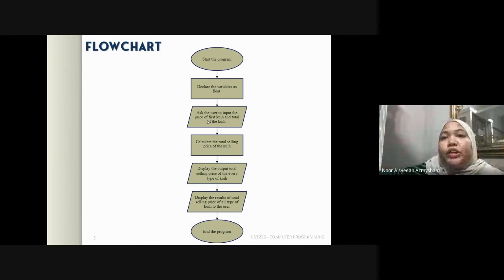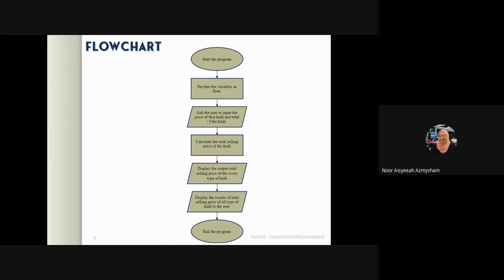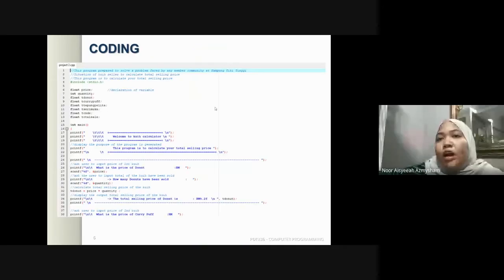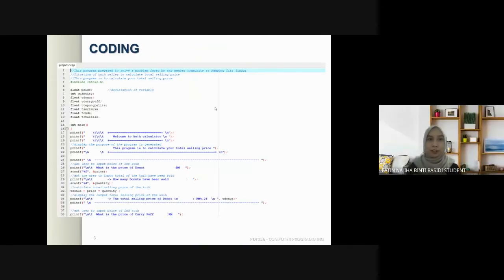So we continue with Fatin Najiha to talk about the coding and the output. Okay, thank you, Aisha. My name is Fatin Najiha. I will explain about the coding. This program is prepared to solve a problem faced by members of the community at Kampung Titi Tiki, the situation of a kueh seller calculating the total selling price. This program calculates the total selling price of all types of kueh.